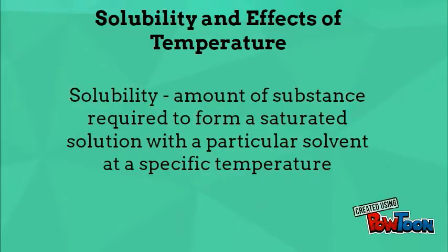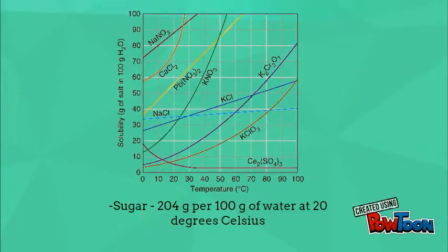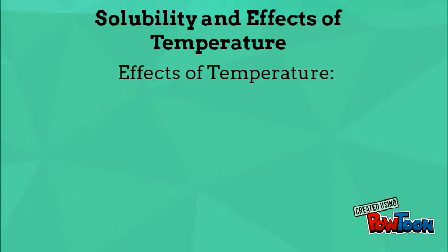Solubility is the amount of a substance required to form a saturated solution with a particular solvent at a specified temperature. As seen in the example, 204 grams of sugar are required to form a completely saturated solution in 100 grams of water at 20 degrees Celsius. The temperature needs to be specified because changes in temperature affect solubility.